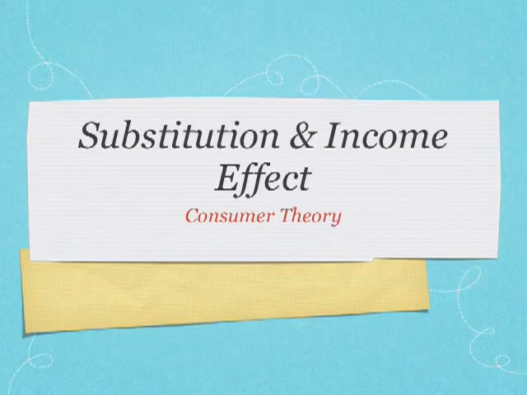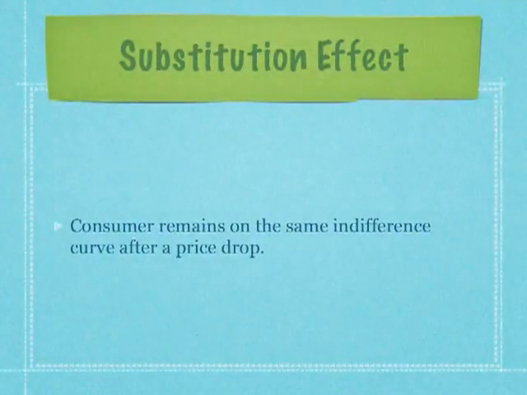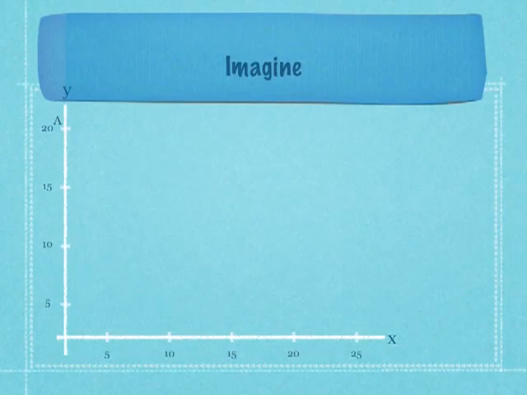In this podcast, I'm going to talk about the substitution income effect. The substitution effect is when a consumer remains on the same indifference curve after a price drop. It helps us understand that. So let's imagine two products, X and Y.